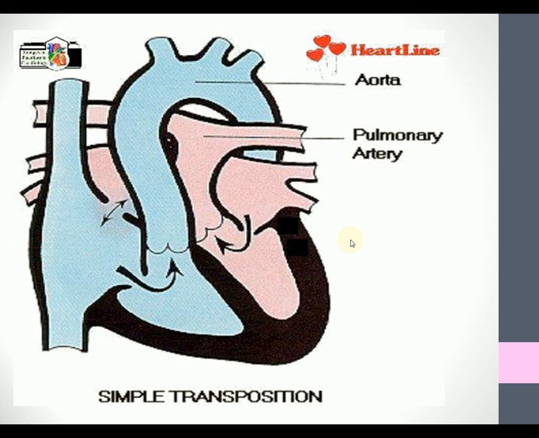And one of the cardinal signs of transposition of the great vessels is you're not going to see any improvement whatsoever if you add oxygen, because if you're adding oxygen and the baby's breathing in the oxygen, all it's going to do is go straight into the pulmonary arteries. They're going to be carrying it from the lungs. There's not going to be any oxygenated blood coming out, so it doesn't make any difference if you add oxygen.